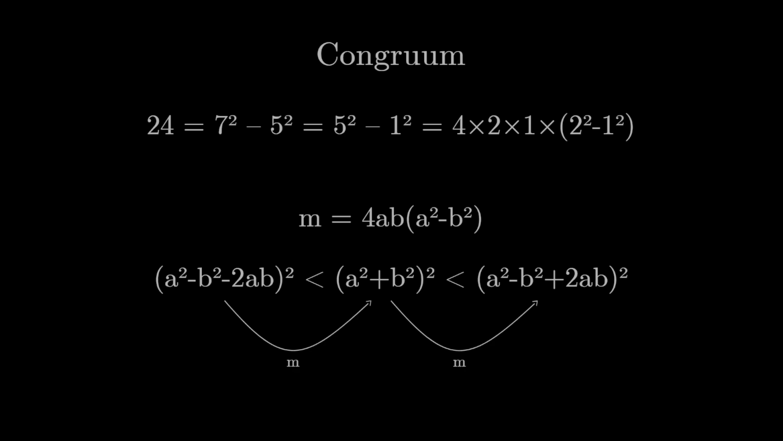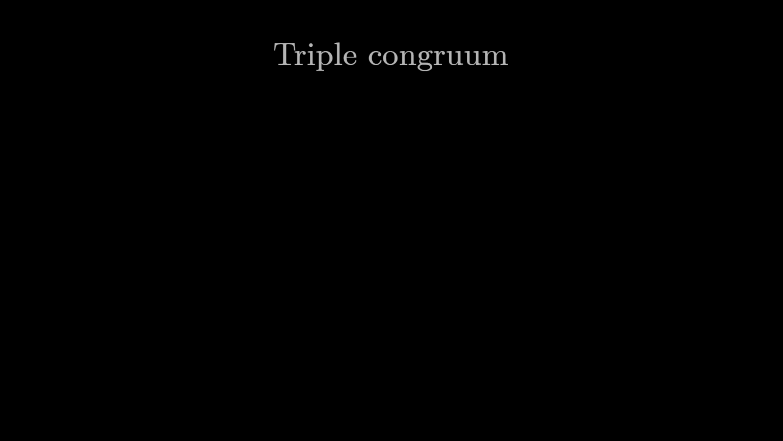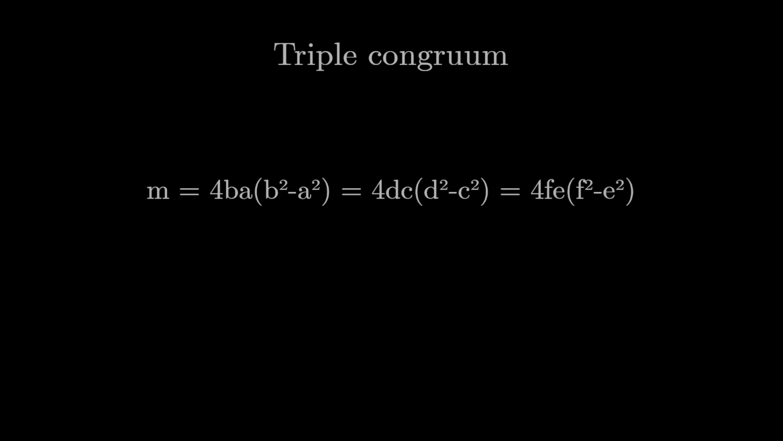However, we're not looking for a simple congruum. We're looking for a triple congruum. That means M should be written with these parameters, A, B, C, D, E, and F, where A, C, and E are in order like this, and A and B, C and D, and E and F as well. Does such a number exist?